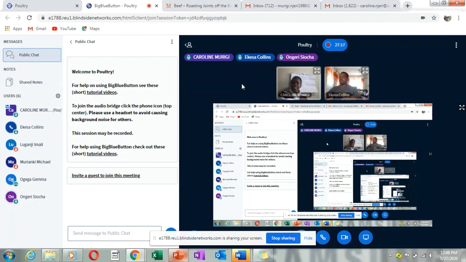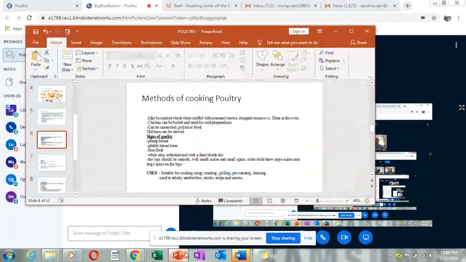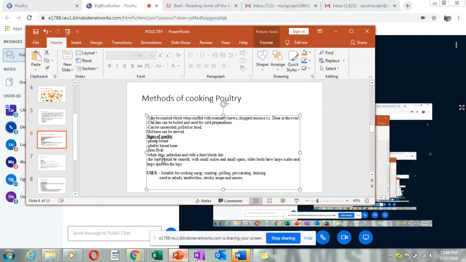I think now what we need to look at are the quality points. When you're going out there to buy a chicken, what are you looking for? Look at the size and quality of the chicken. The breast should be plump. It should be fleshy. If it is not, then it means that the chicken is not ready for slaughtering.